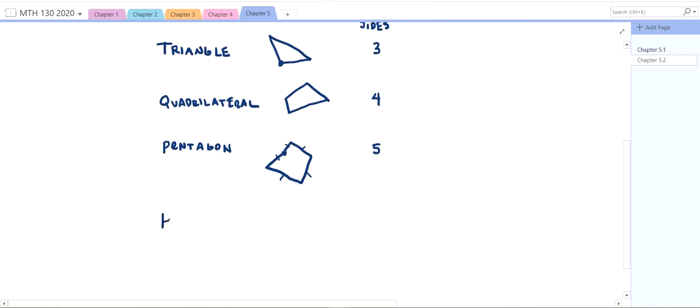Hexagon has 6 sides. And I think that's all we're going to talk about here. If you're called on to draw something with more sides, 1, 2, 3, 4, 5, and then 6 here. More than 6 sides, you'll have to go maybe to the internet and look up possibly what the name is.